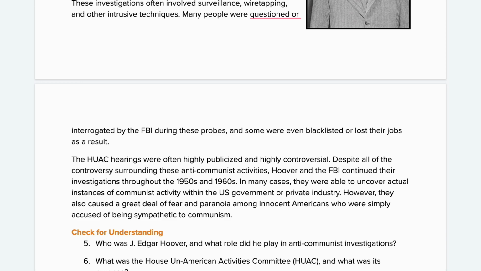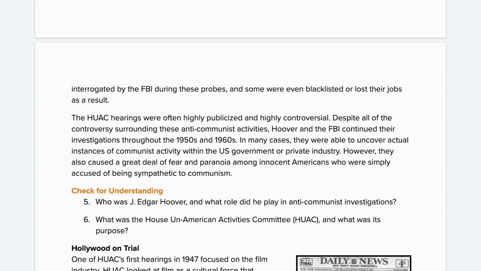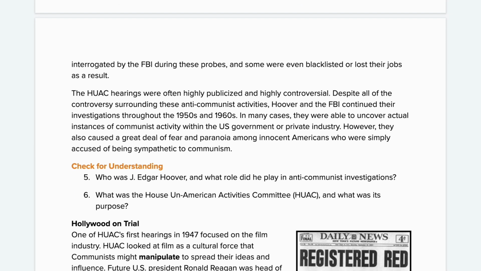Despite all of the controversy surrounding these anti-communist activities, Hoover and the FBI continued their investigation through the 1950s and 1960s. In many cases, they were able to uncover actual instances of communist activity within the U.S. government or private industry. However, they also caused a great deal of fear and paranoia among innocent Americans who were simply accused of being sympathetic to communism.